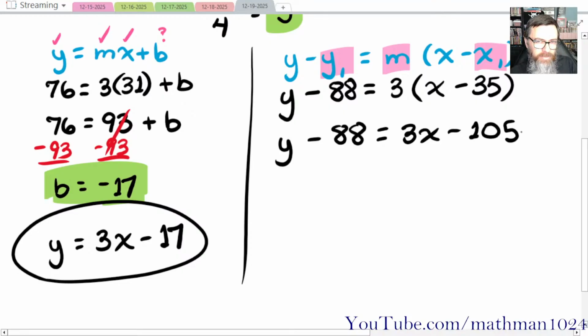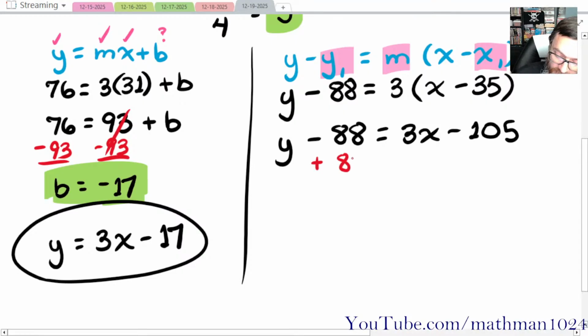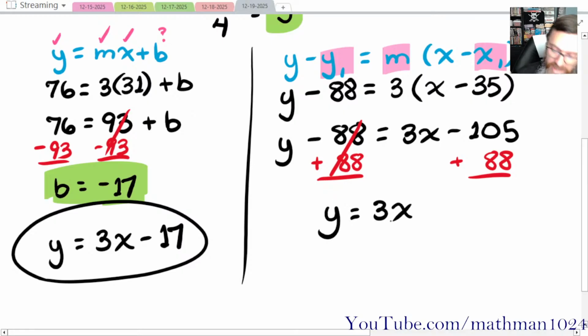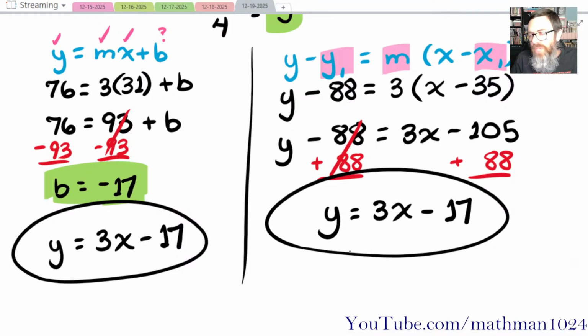Doesn't really look the same, but wait. If I put this in slope-intercept form, I can accomplish that just simply by moving the 88 to the other side. So y equals 3x, and if you look at negative 105 plus 88, you get negative 17. So it's the same answer. We used a different method. We used the other ordered pair, and we still got the same result. So I think that's pretty nifty.